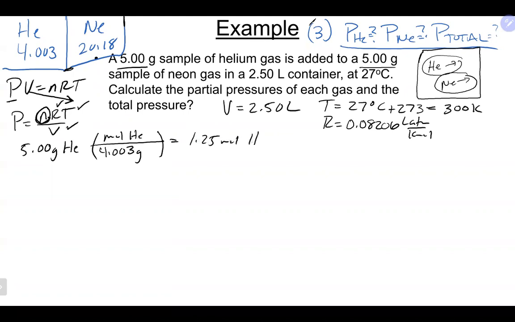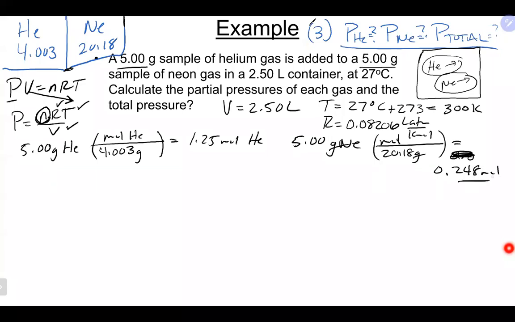1.25 moles of helium. We'll do the same conversion for neon, so it'll be 5 grams of neon. Once again, going to the periodic table, we see it is 20.18 grams per mole. Grams cancel. For neon, that gets us 5 divided by 20.18, which gives us 0.248 moles.